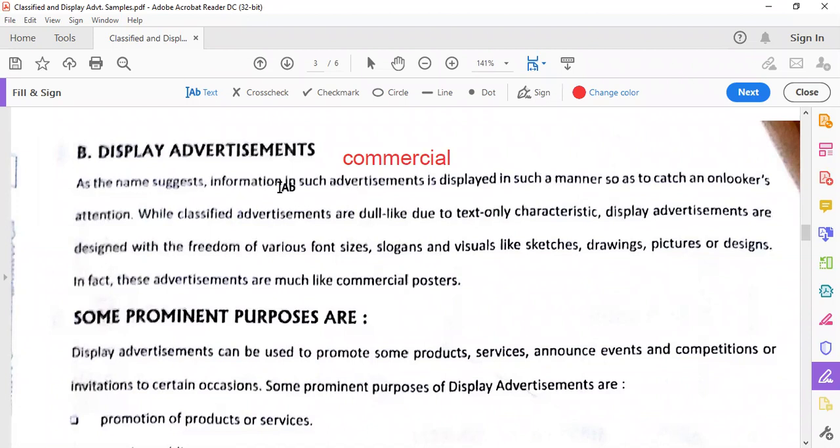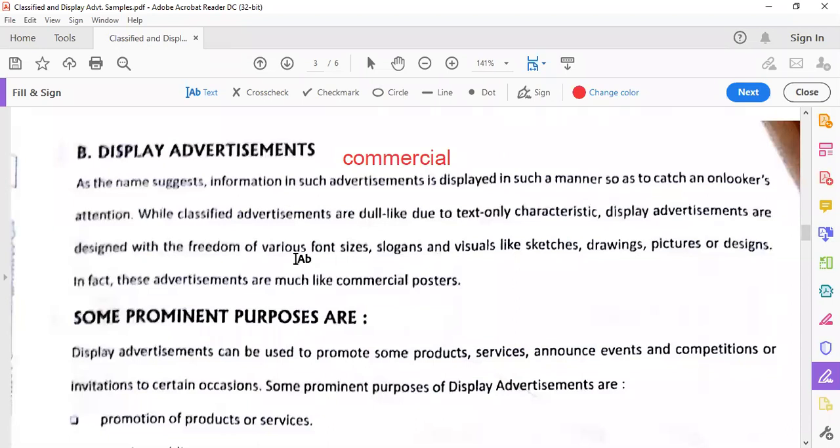As the name suggests, information in such advertisement is displayed in such a manner so as to catch an onlooker's attention, while classified advertisements are dull, due to text only characteristics. Display advertisements are designed with the freedom of various font size, slogans, visuals like sketches, drawings, pictures, or designs. In fact, these advertisements are much like commercial posters. You have made posters, right? So accordingly if you give the poster, that also serves the same purpose.